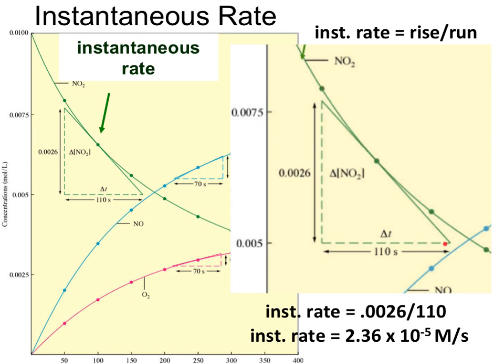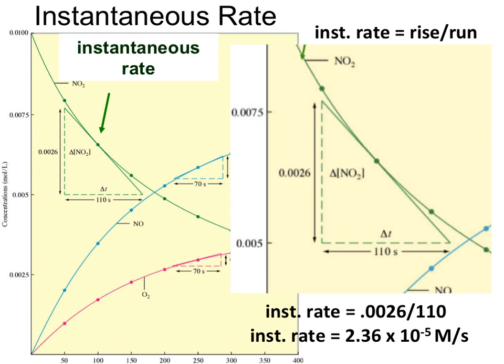Okay, so we draw this line tangent, we get this rise, we get this run, and we plug it into the rise over run situation that we see here. We plug those numbers in, divide them, and we calculate our instantaneous rate, which at this particular point in time is going to be 2.36 times 10 to the negative fifth molarity per second. Okay, so that is the rate at that instantaneous point in time.